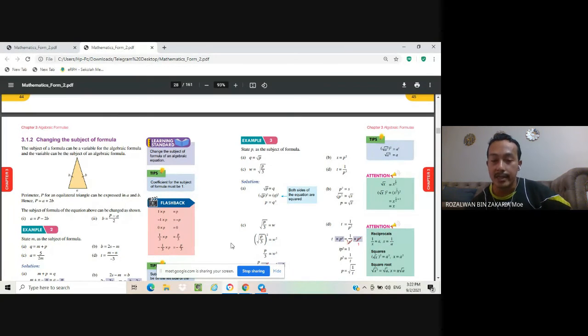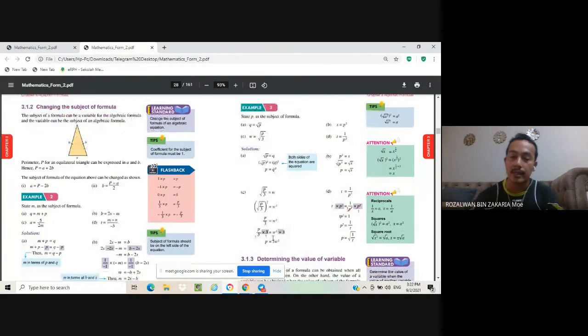Okay, so look at C here. C here we have the formula square root of P over 3 equal to W, right?